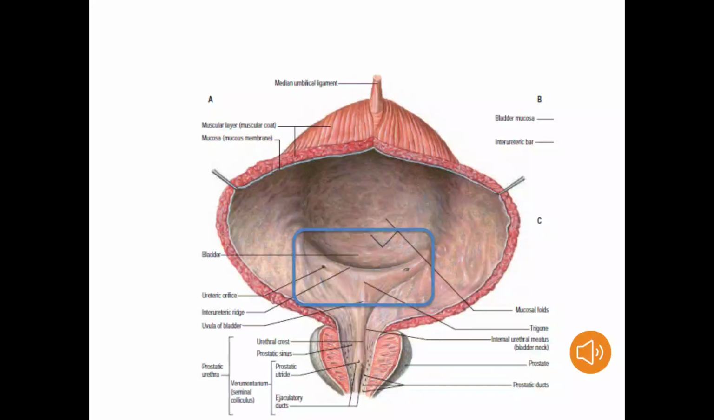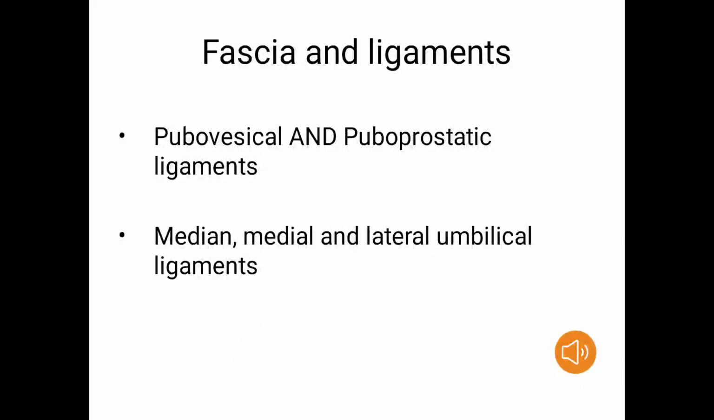In this picture, you can make out the trigone of the bladder very well. The urinary bladder is supported by fascia and ligaments, so pubovesical and puboprostatic ligaments. Pubovesical is the anterior and lateral condensation of the fascia, which gets attached to the pubic bone, and puboprostatic is the condensation of the fascia anterior to the prostate and lateral to the prostate, which gets attached to the pubic bone. And there are median, medial and lateral ligaments.